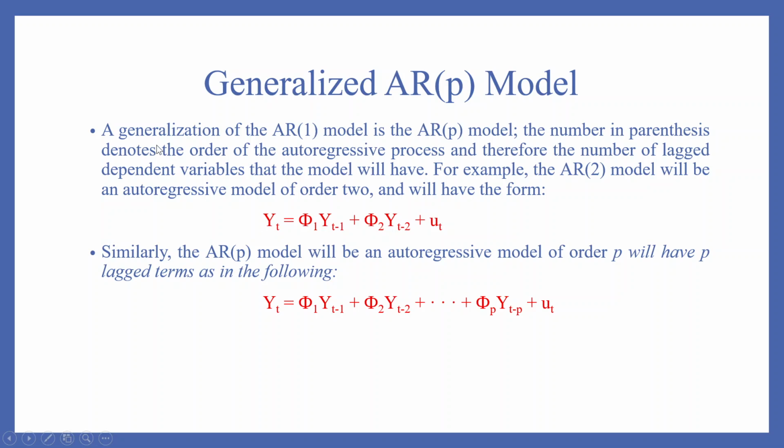Generalized AR(p) model. A generalization of the AR1 model is the AR(p) model. The number in the parenthesis denotes the order of the auto-regressive process and therefore the number of lag-dependent variables that the model will have. For example, the AR2 model will be an auto-regressive model of order 2 and will have the form yt is equal to phi1 yt minus 1 plus phi2 yt minus 2 plus ut. Similarly, the AR(p) model will be an auto-regressive model of order p and will have p lag terms as in the following. The last term is p.